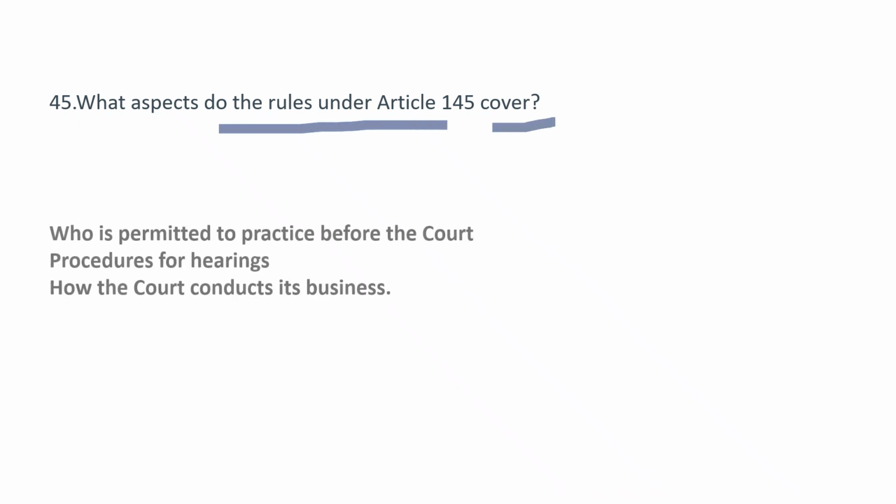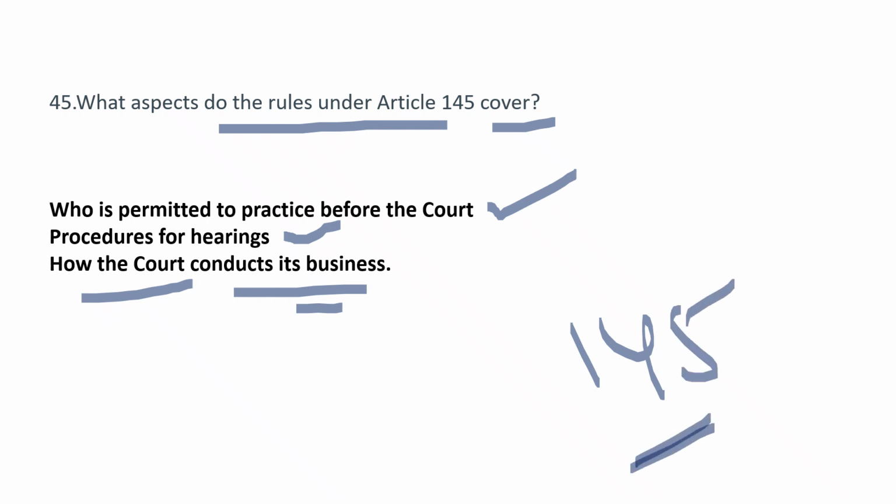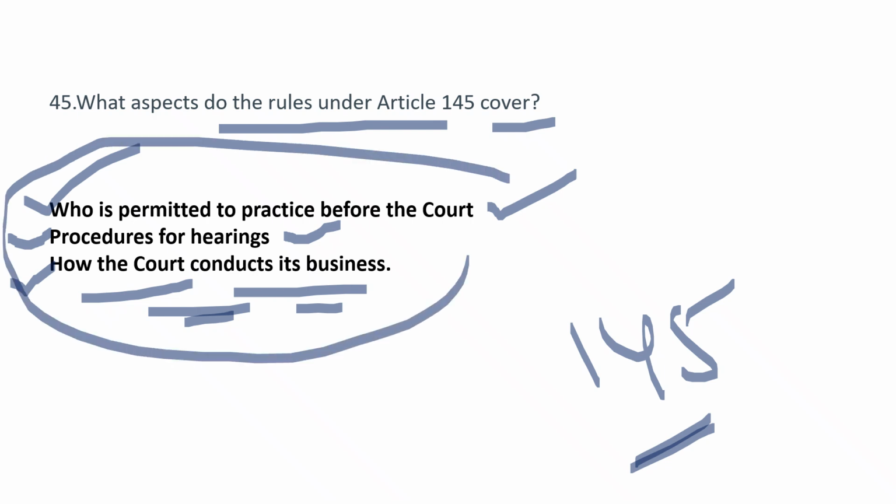Next question. What aspects do the rules under Article 145 cover? The answer is, who is permitted to practice before the court, the procedures for hearing, and how the courts conduct their business. We have just seen Article 145 covers the establishment of rules of procedure for the courts in India, and it covers who is permitted to practice before the Supreme Court or High Courts or any court, the procedures for hearing, and how the court conducts its business. All these things are covered under Article 145. Next question.